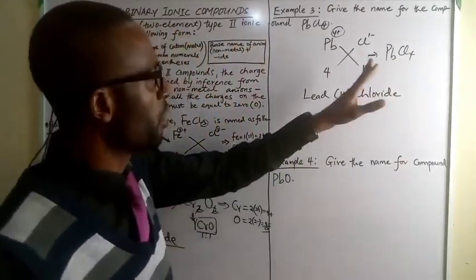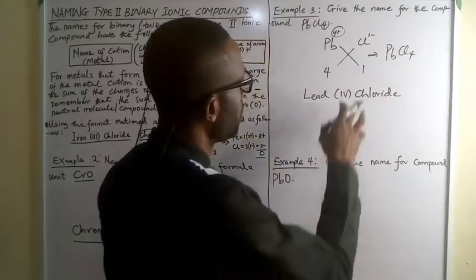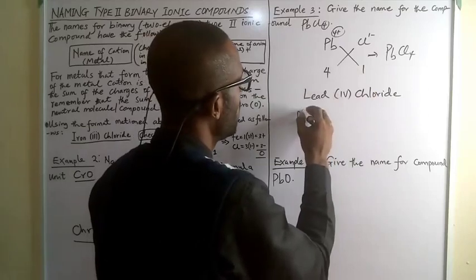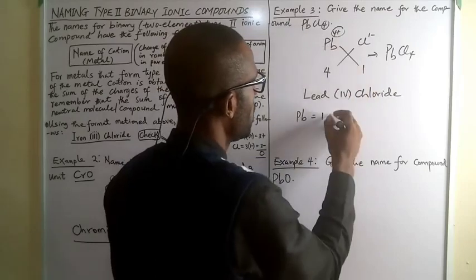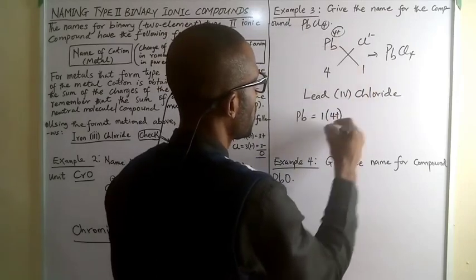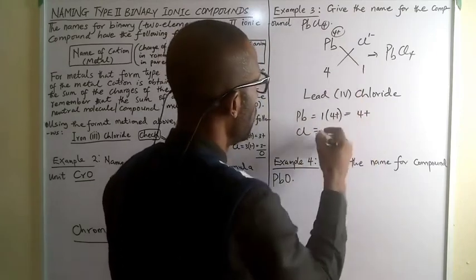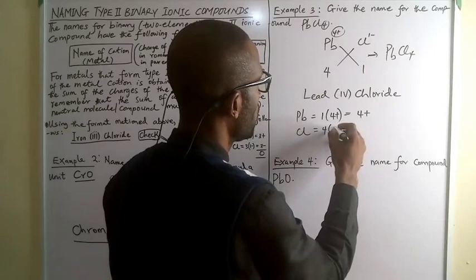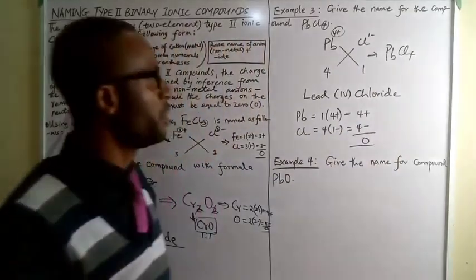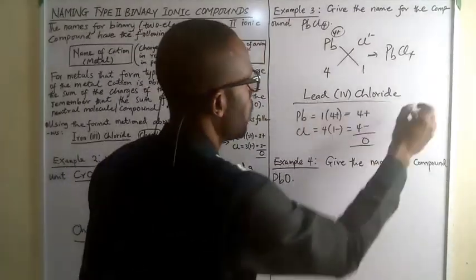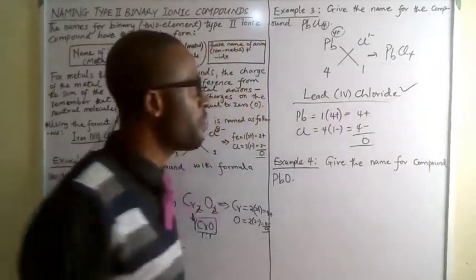Remember, this is because all the charges must cancel each other out. Okay, if you check again, you discover that for lead, 1 goes into 4 plus, and you get 4 plus. And for chlorine, 4 goes into 1 minus, and you get 4 minus, which is equal to 0, because it's a neutral compound, the charges must cancel out. So this shows that what we have here is lead 4 chloride.